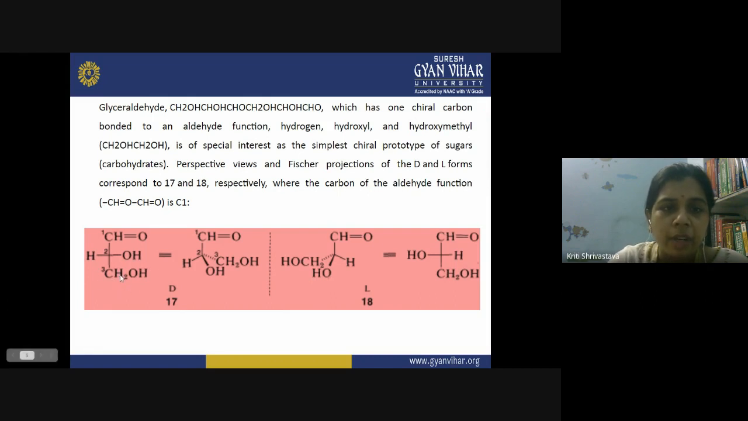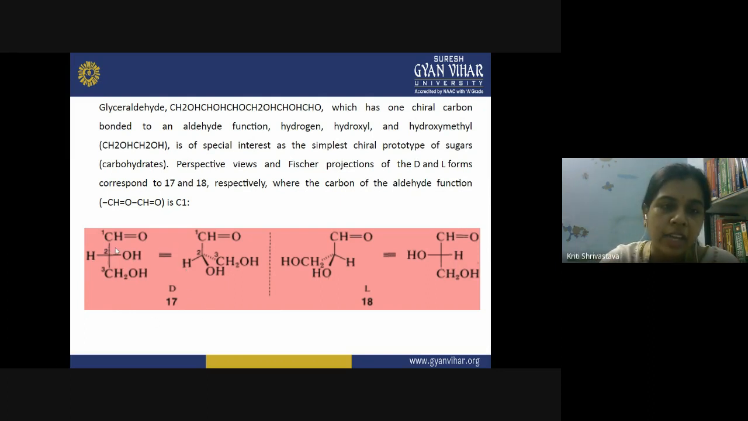So what happens here? Carbon number 2 becomes chiral in nature, because all 4 valencies of the carbon contain different groups. When the carbon has 4 different groups on its 4 valencies, you get a chiral carbon atom. And now you can get the 2 enantiomers from this structure. So let us write the structure.